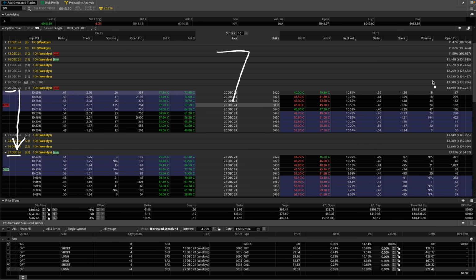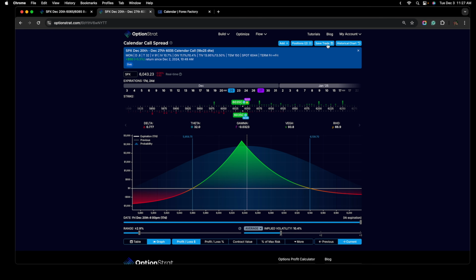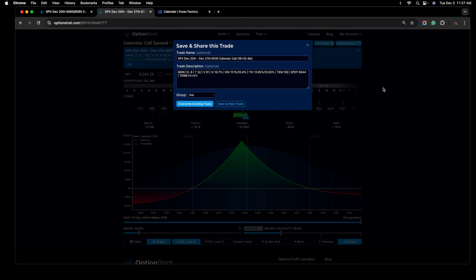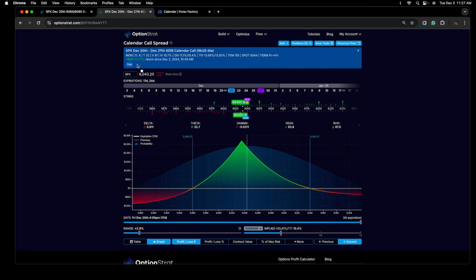I generally also like to keep them to the same day of the week. December 20th is a Friday, and December 27th is also a Friday. And my notes at the top here, whenever you save a trade in OptionStrat, you can type in a description and you can leave notes for yourself. I will generally continue to update the description as time passes by. So for example, tomorrow, if there's any major changes in implied volatility, I will take note of that. This term right here is saying this is a Friday to Friday.